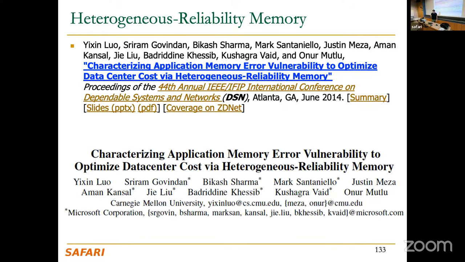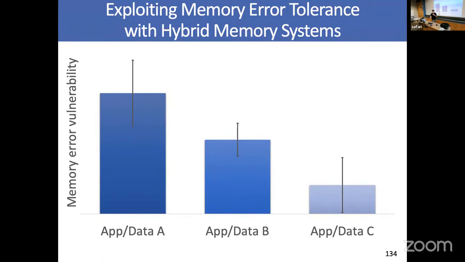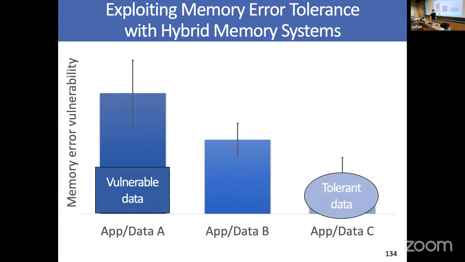So it would be good to understand the applications well in order to map the data of the different applications to the right place. I may have applications that are more resilient to errors, while others are more vulnerable. For example, here you have three random applications with their data, A, B, and C, and they have different memory error vulnerability. There are applications with very sensitive, very vulnerable data. I don't want bit flips here because otherwise the computation will be wrong or things will go wrong.